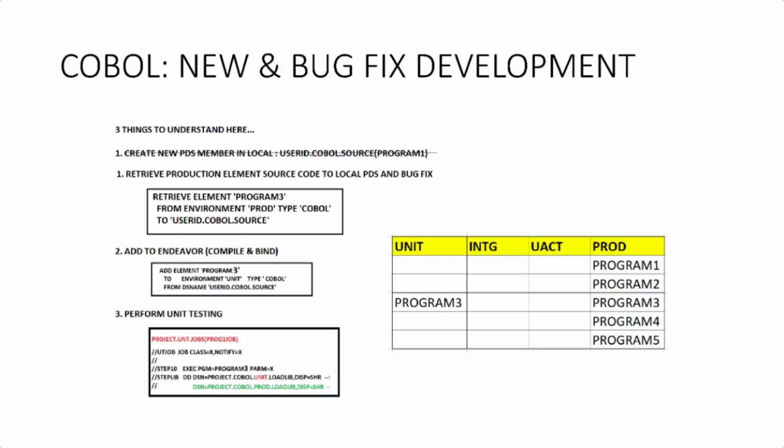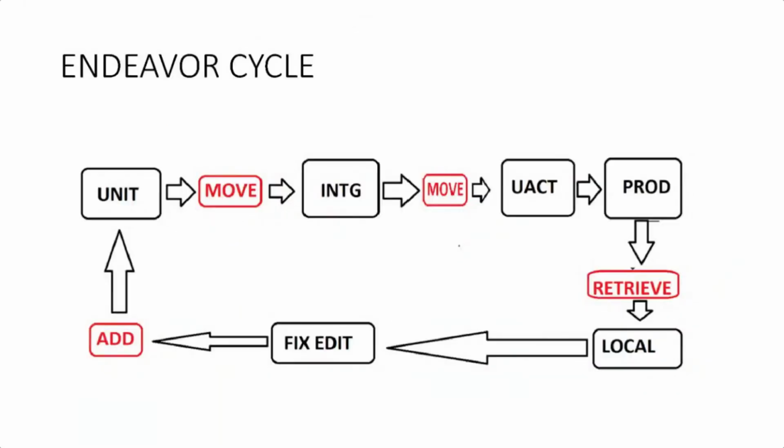In that case, we are fixing program 3. Let's say we have program 3 in the production region. We retrieve it to local and edit the changes, then place it in the unit region. So we need to provide the sequence of the step library, with unit as the priority one, then production. Just remember this cycle.